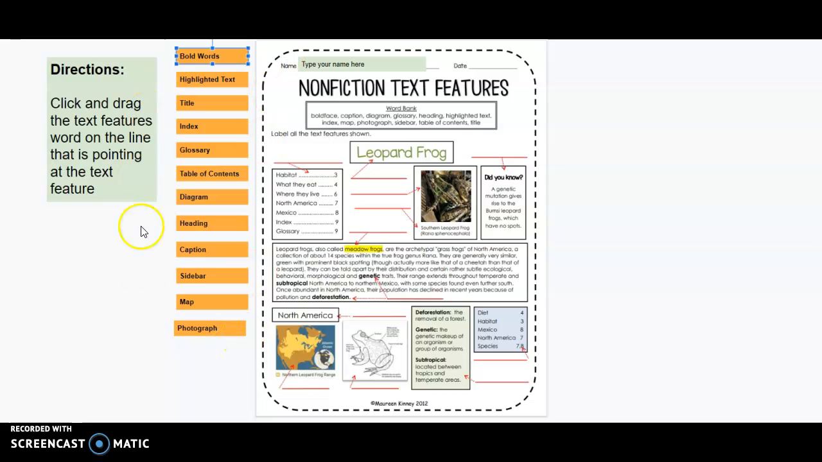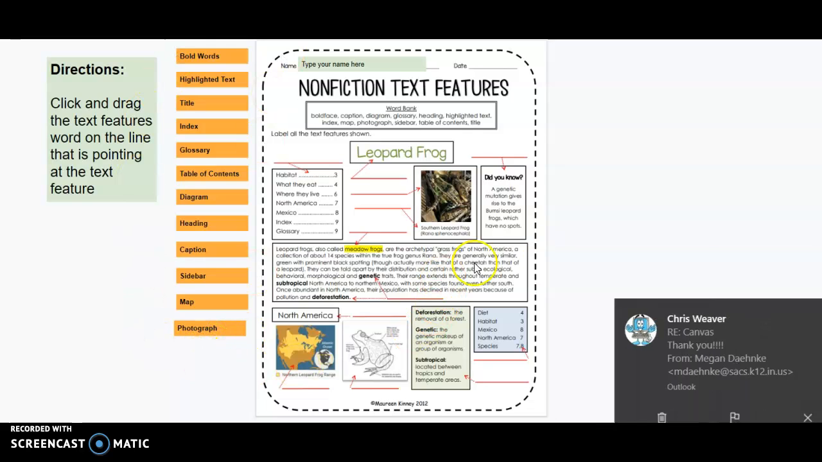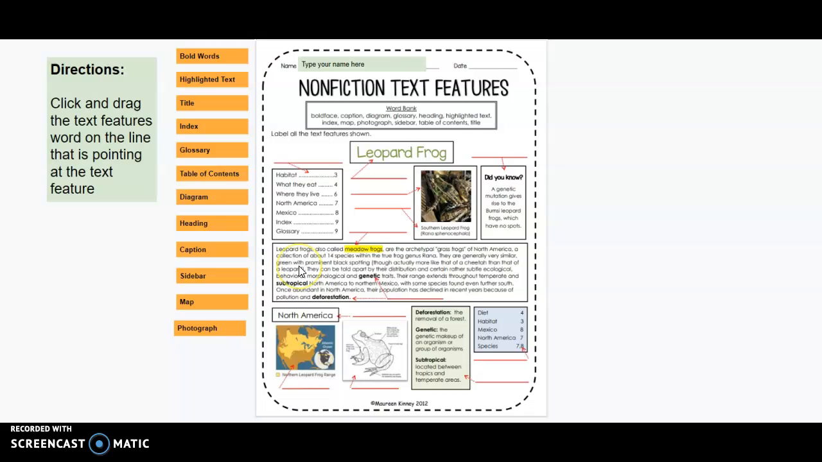So you will be using every one of these orange boxes to identify the different text features. You will see that you have bold words, highlighted text, title, index, glossary, table of contents, diagram, heading, caption, sidebar, map, and photograph. We want to see what you know about text features and understand that we all have differences in what we know about them, so it'll help us determine what you do and don't know for our future instruction.